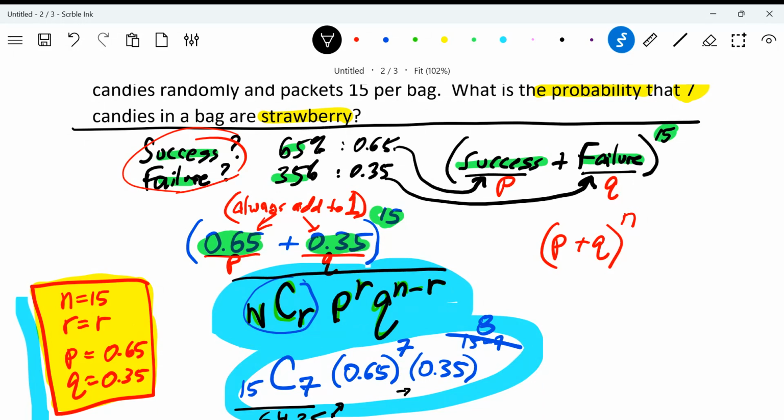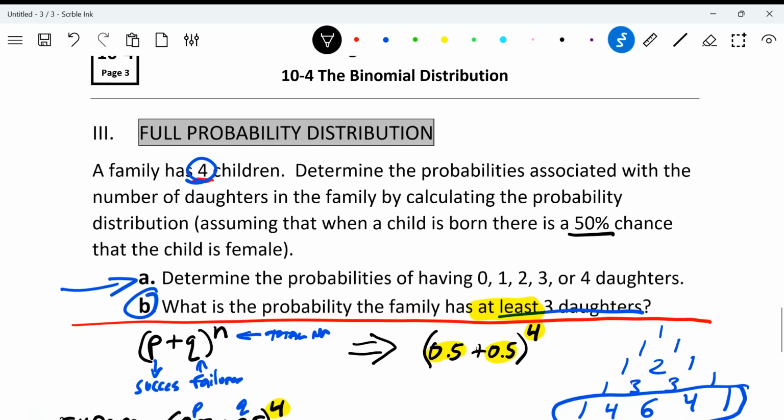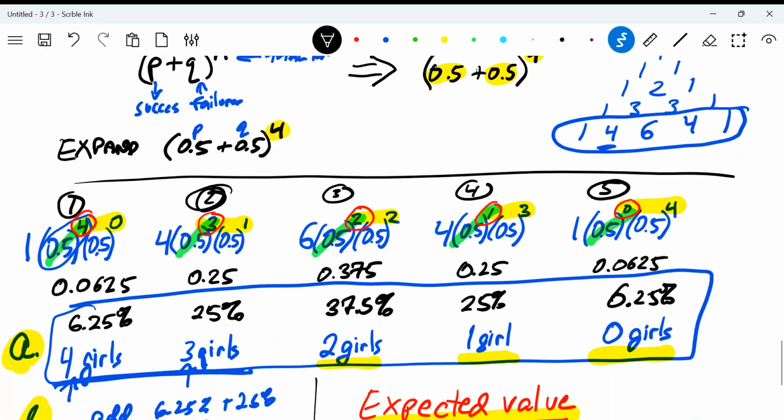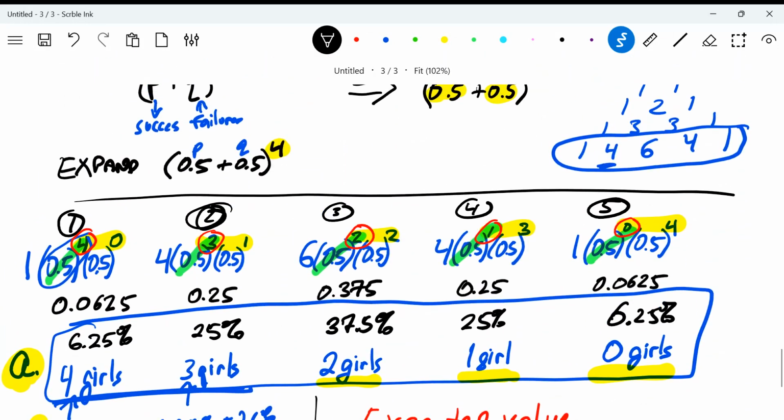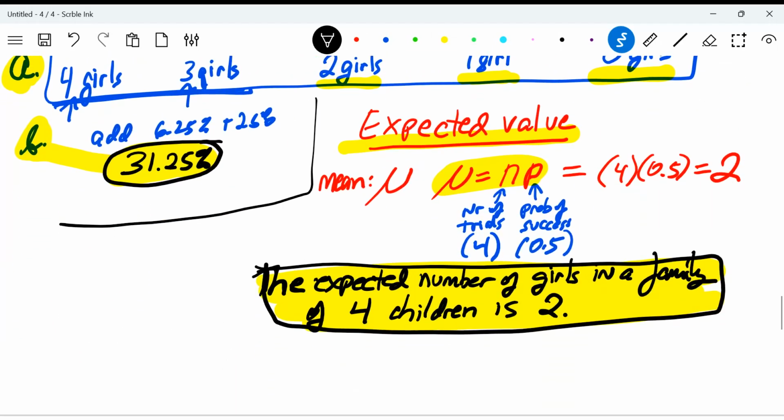It's not exactly the same as the one for finding a particular term. So make sure you're aware of those differences, of the difference in the formulas. And then we did a full probability distribution with all 5 possibilities, and then the kinds of questions we could ask based on that, and then finding the expected value.